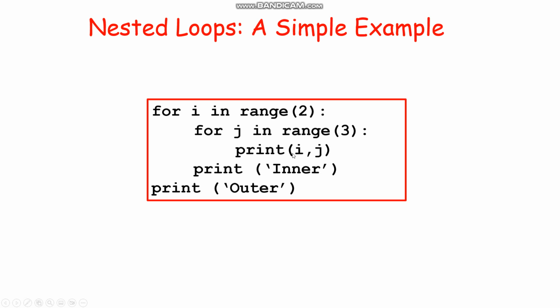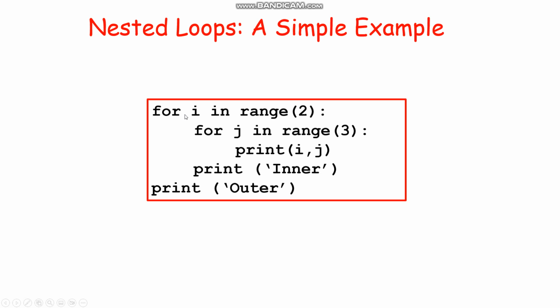Then print i and j, so this will print for us an ordered pair of i and j. And this statement is within the inner loop. So the question is, how many times will we be executing this statement?